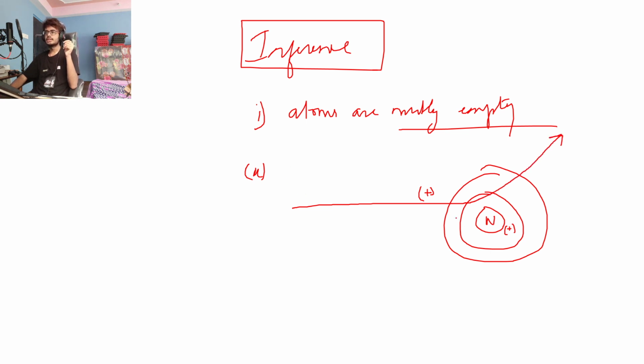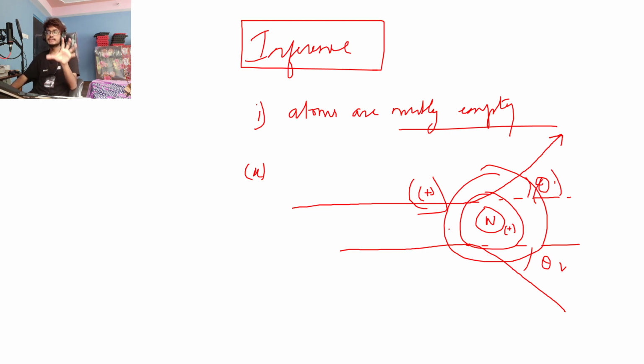So the second observation: some of the alpha particles deflected by a certain angle. Another alpha beam is coming from here. Due to its proximity with the nucleus, it's deviating at a certain angle. This is theta 1, this is theta 2, right? So this was the second inference, which meant that there is something inside the atom that is repelling the positive charges by some angles, making the positive charge go away.